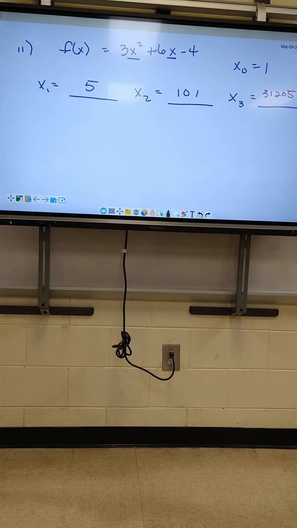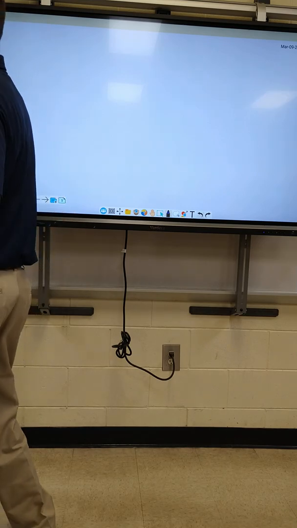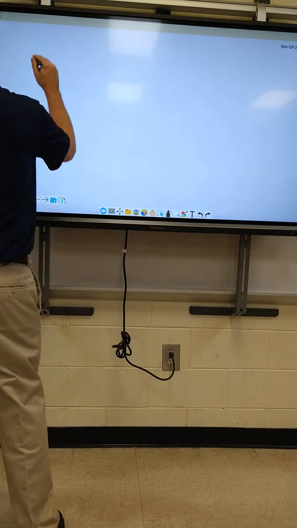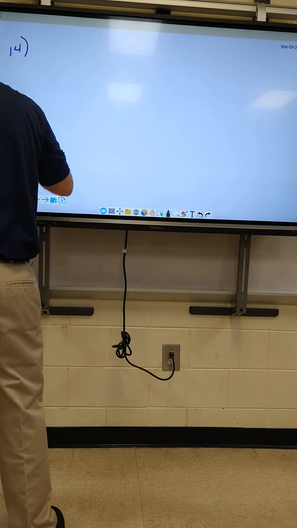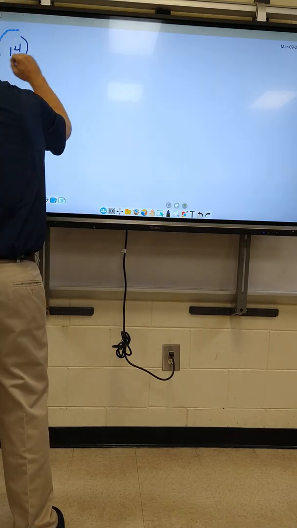All right, look at 12. Is it even function or odd function? That's an easy one. Even. Even, why? It goes from 4 to 2 to 1. Because your exponents are even numbers, correct. All right, let's go to 14. I guess I skipped 13 on here.